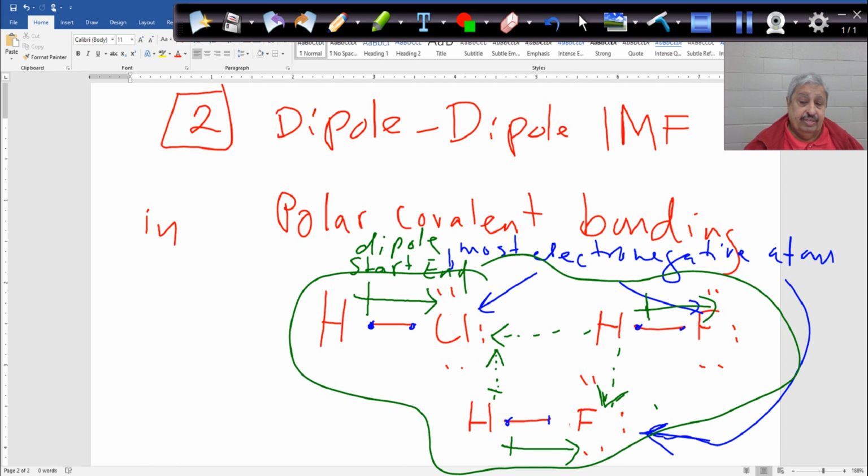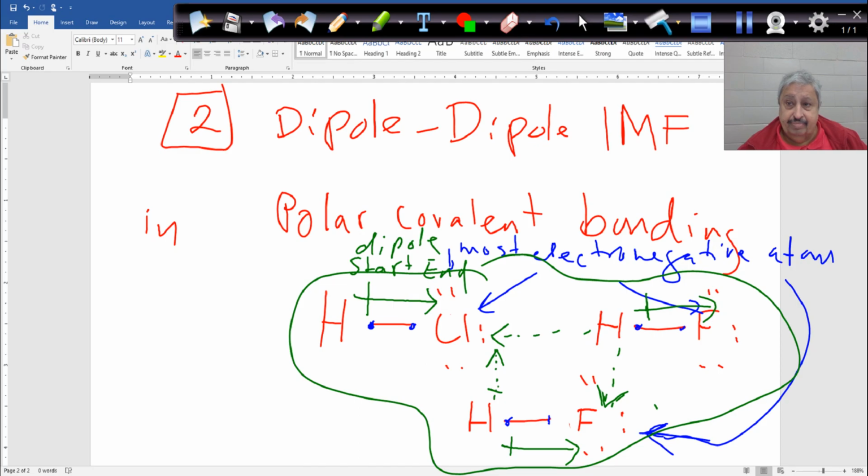So if you look at this, this is called dipole between two dipoles. I put more than two, I put three. But anytime I have a polar covalent compound or bonding, the interaction between them will be dipole intermolecular forces, correct? Well, the most electronegative atom will pull towards itself the valence electron of the least electronegative atom.